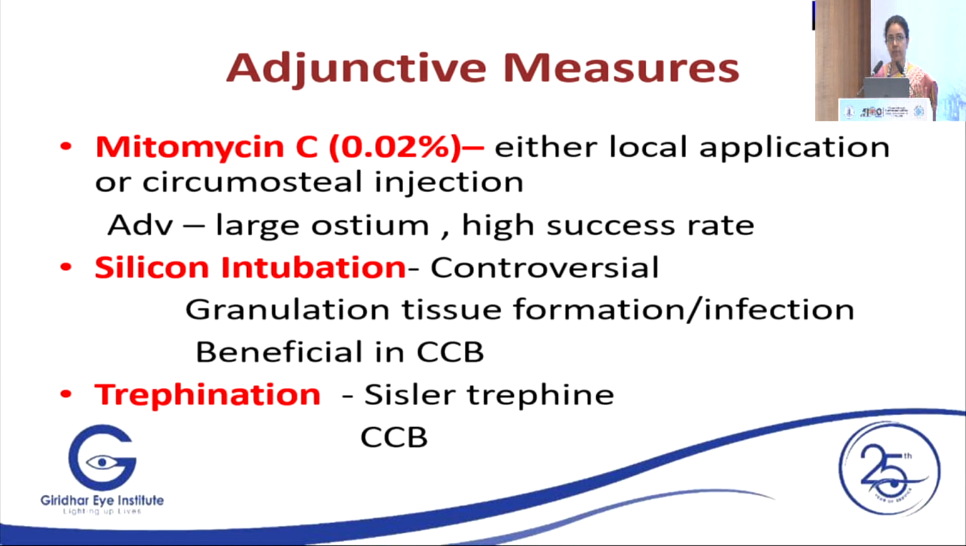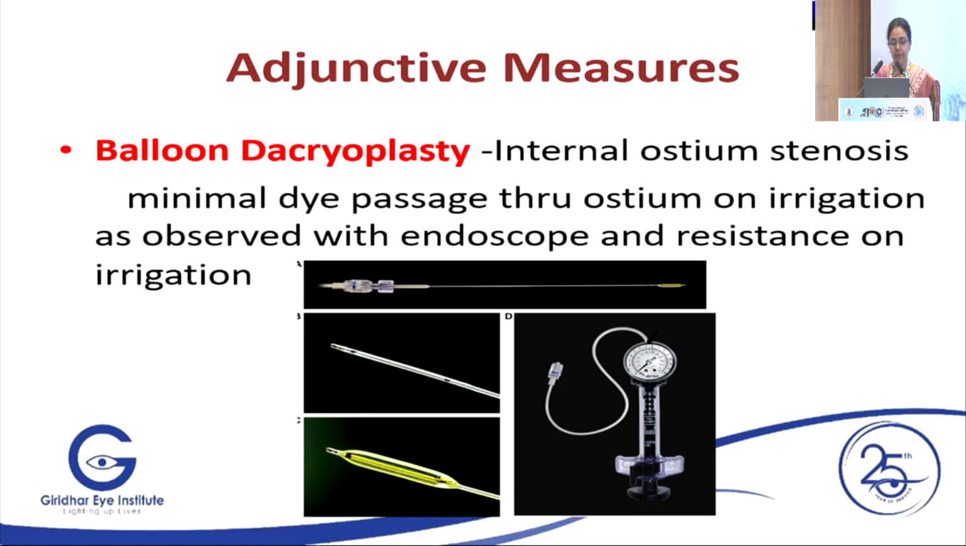Silicone intubation is a little controversial because some of the authors say it induces granulation tissue formation and can induce infection. In my experience, if you remove it at 3 to 4 weeks' time, it usually will not cause any problems. And it is very, very beneficial if there is an associated common canalicular block. Then trephination: if there's a distal canalicular block, you can use a trephine to remove the fibrous tissue. Then balloon dacryoplasty.